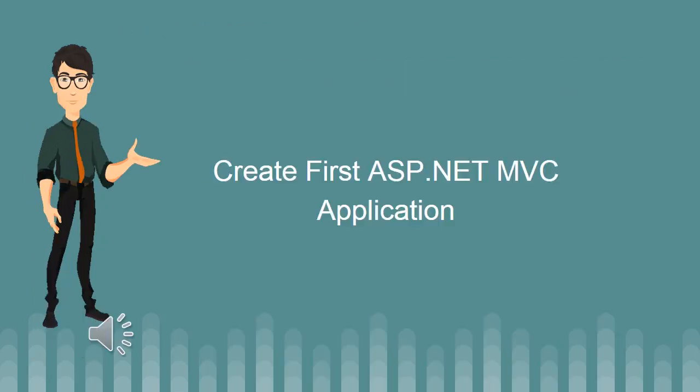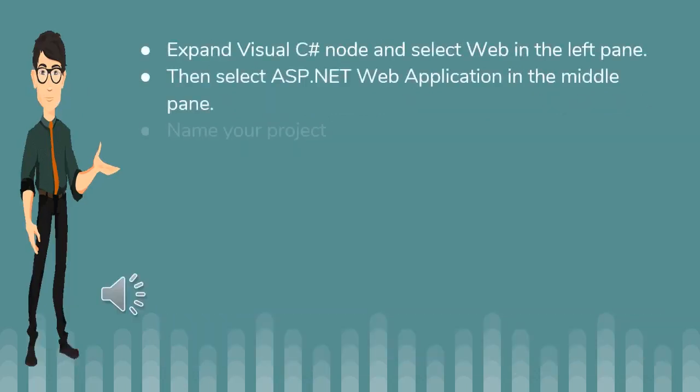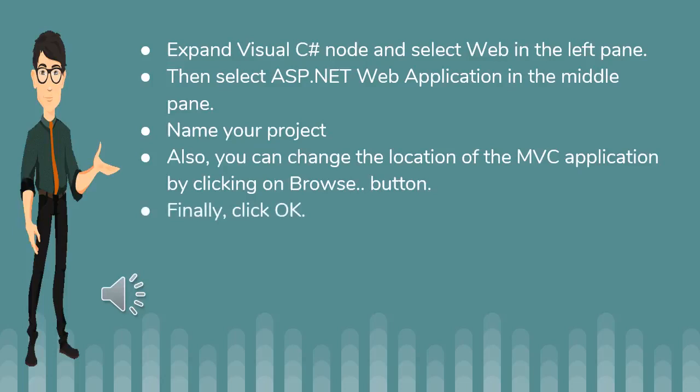Create first ASP.NET MVC application. Open Visual Studio 2013 for Web. Click on the New Project link in the start page. Alternatively, you can also select File menu, New Project. Expand the Visual C# node and select Web in the left pane. Then select ASP.NET Web Application in the middle pane. Name your project. Also, you can change the location of the MVC application by clicking on the Browse button. Finally, click OK.